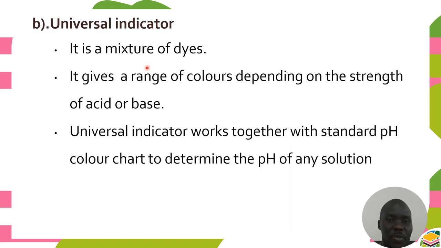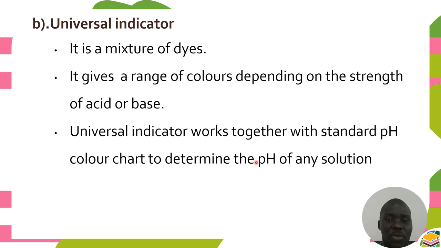Universal indicator. So universal indicator is a mixture of dyes. There are many dyes which are used to make universal indicator. It gives a range of colors depending on the strength of an acid or base. The beauty of universal indicator is that it is able to tell you whether this acid is strong or weak. That's why we are saying that it gives a range of colors depending on the strength of the acid or base.